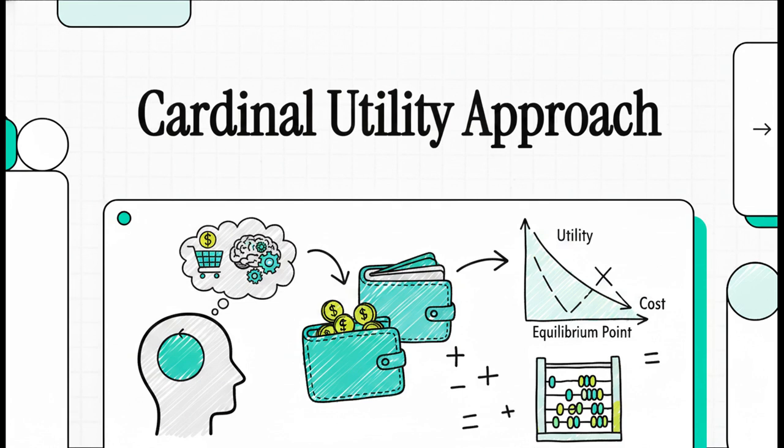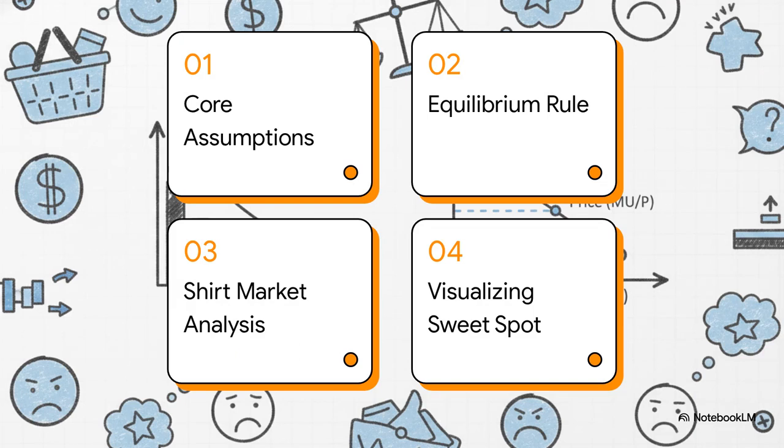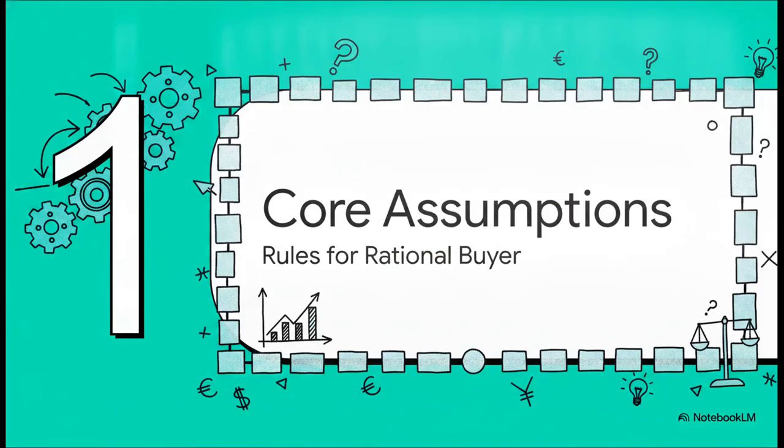We'll be using a classic economic concept called the Cardinal utility approach, and honestly, understanding this can completely change how you view your very own spending habits. So, here is our roadmap for today. We'll establish the core assumptions, reveal the golden equilibrium rule, apply it all to a real-world shirt market, and finally, visualize that perfect sweet spot on a graph. Let's dive right in. Starting with Section 1, the core assumptions.